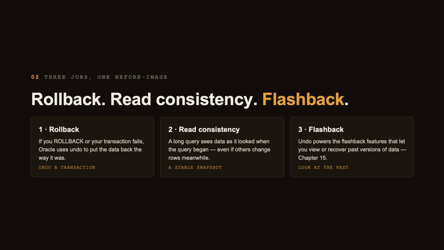First, rollback. If you issue a rollback, or your transaction fails partway through, Oracle uses the undo to put the data back exactly the way it was. That's the obvious one. Second, read consistency, and this one impresses people. Imagine you start a long-running report, and while it's running, someone else updates a row you haven't read yet. Oracle uses undo to show your query the data as it looked the moment your query began, so you get one consistent picture, not a weird mix of old and new.